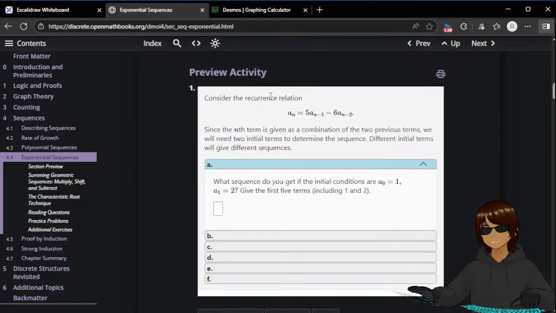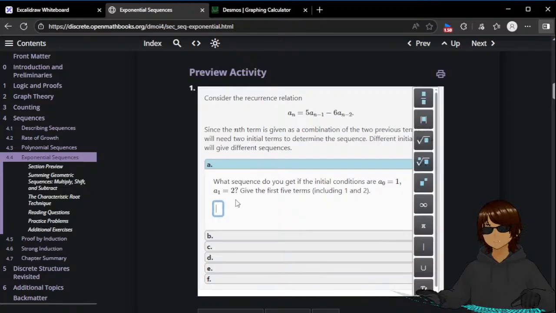So consider the recurrence relation a_n is equal to 5a_{n-1} minus 6a_{n-2}. Since the nth term is given as a combination of two previous terms, we need two initial terms to determine the sequence. Different initial terms will give different sequences. What sequence do you get if the initial conditions are a_0 is equal to 1 and a_1 is equal to 2? Give the first 5 terms.